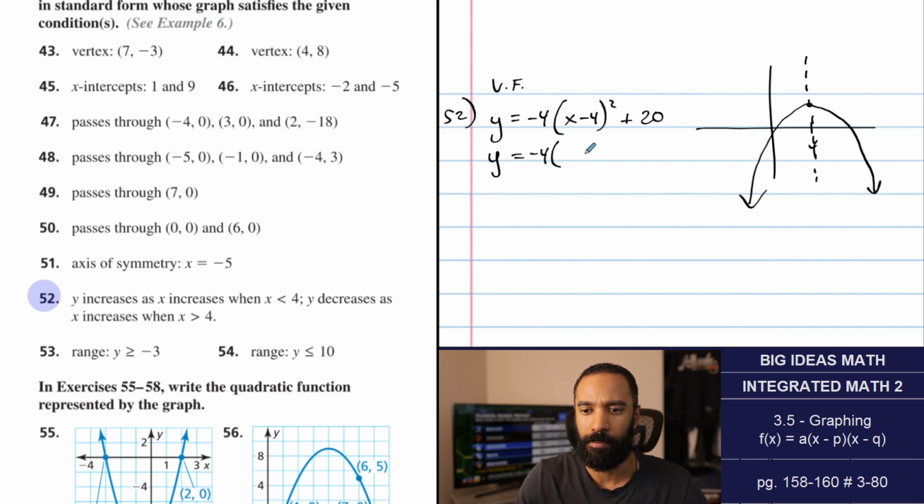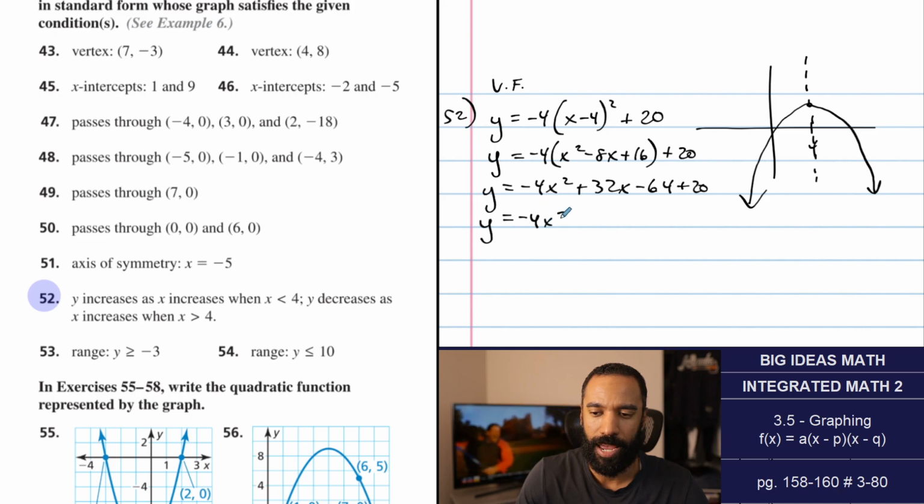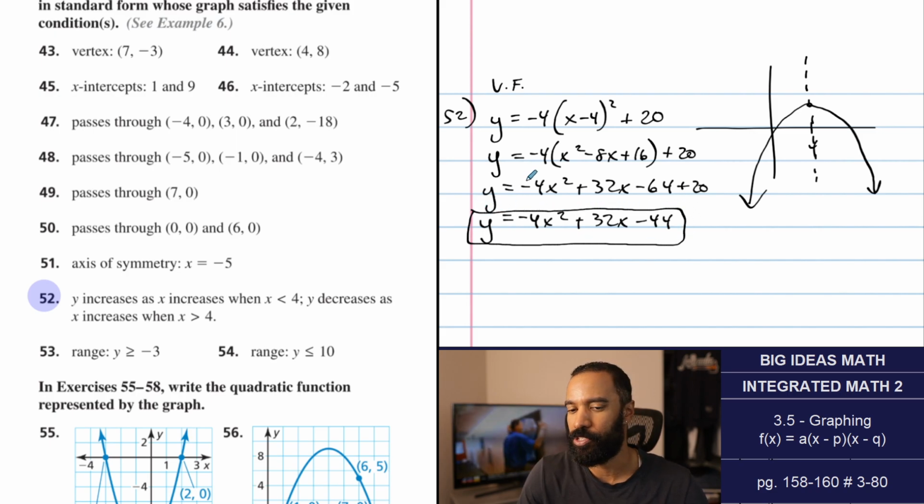Now, negative 4 multiplies with x squared minus 8x plus 16. There's a plus 20 there, but negative 4 distributes first. That's negative 4x squared plus 32x minus 64 plus 20. Or y equals negative 4x squared plus 32x minus 44. Okay, remember, they asked for standard form each time.